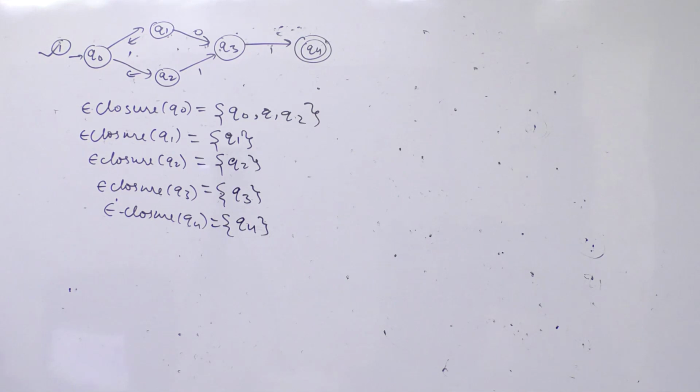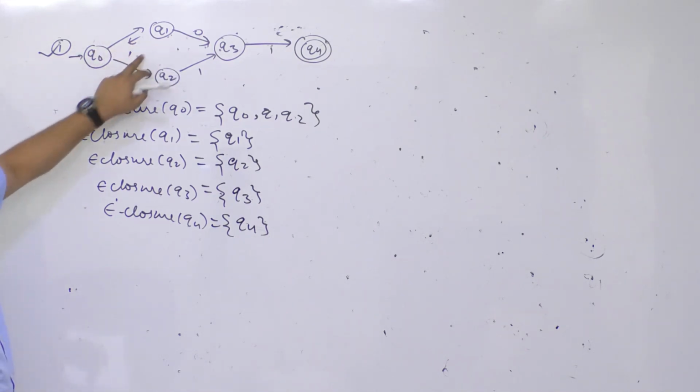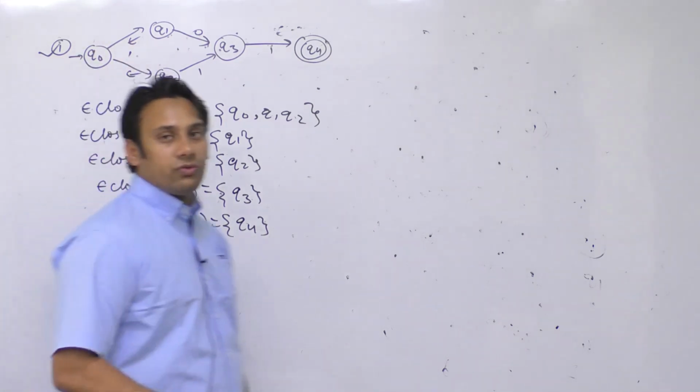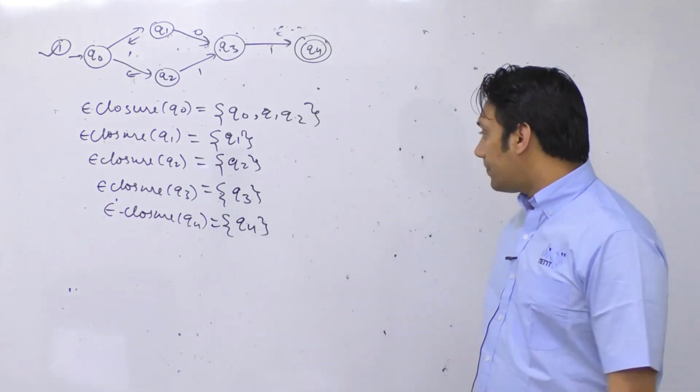Okay, so here you can clearly see what the epsilon transitions in this diagram are. Here we have only 2 epsilon transitions, which are from Q0 to Q1 as well as from Q0 to Q2. We have only these epsilon transitions.